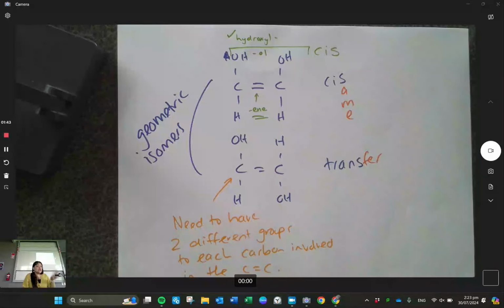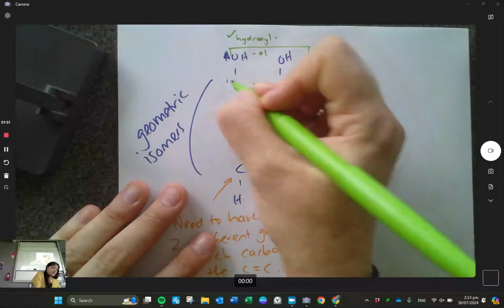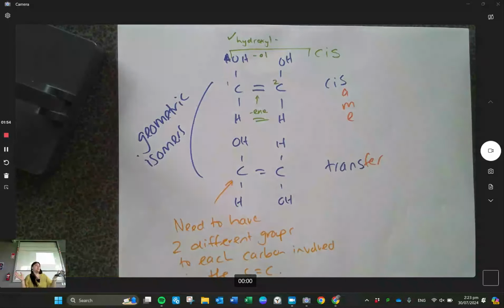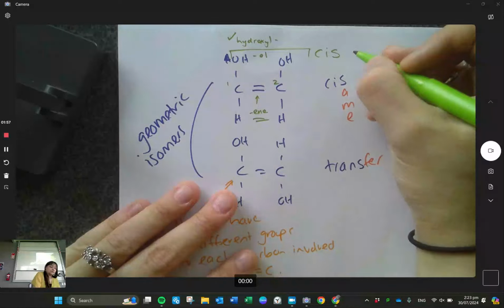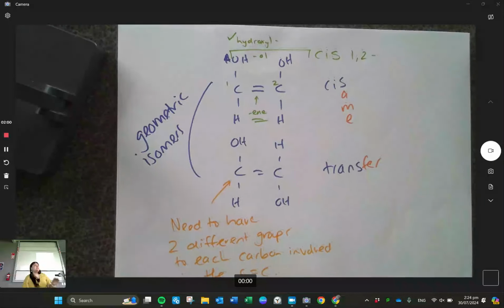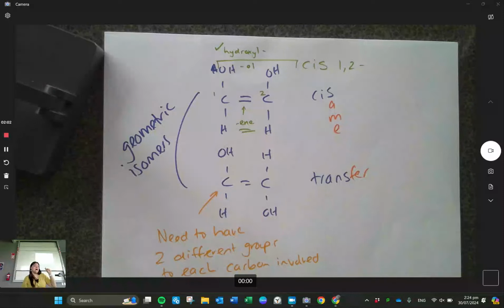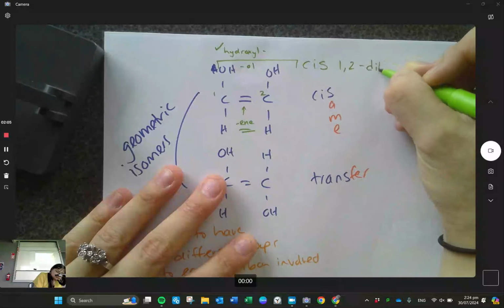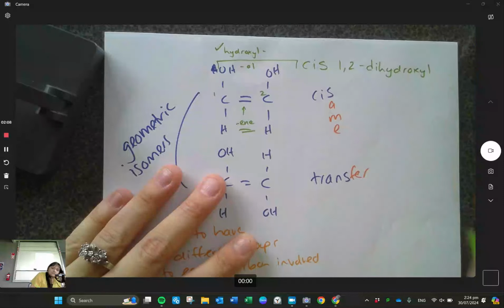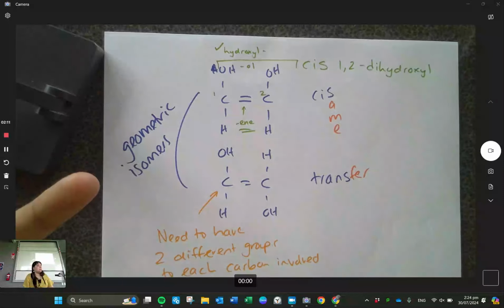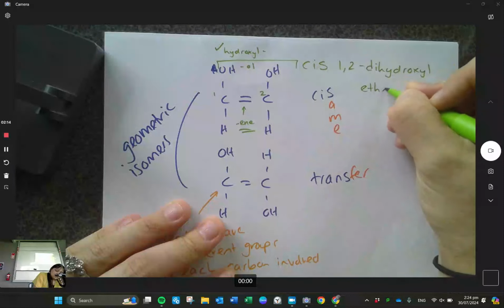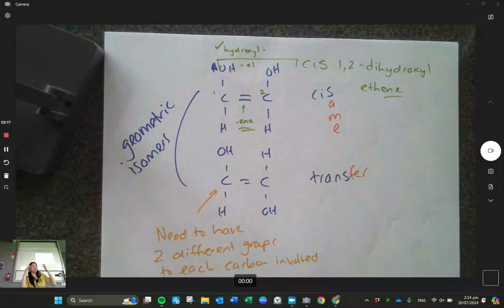All right. Next thing as a reminder, we need to specify which carbons those alcohols are on. So in this case, doesn't matter how we number it. If we number it that way, 1, 2, or 1, 2, it's still only 2 carbons long, so it's 1, 2. And remember, we have to specify how many alcohols there are. So it's going to be dihydroxyl. We finish off our naming, since it's 2 carbons, it is eth, ene, to indicate that we have a double bond. So cis 1,2 dihydroxyl ethene, if I was to name that.